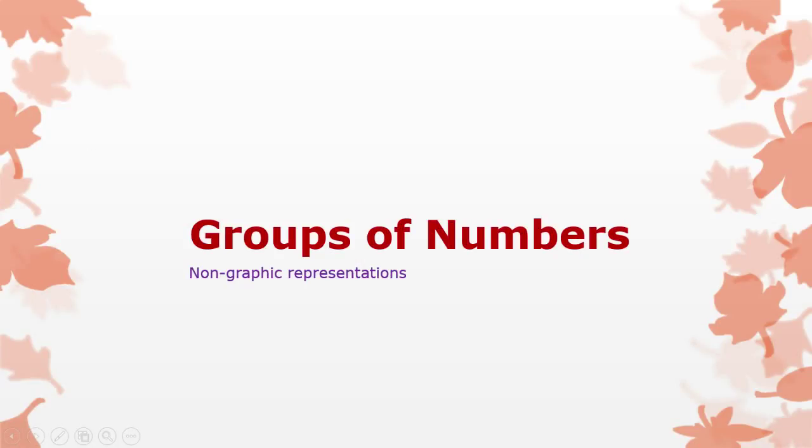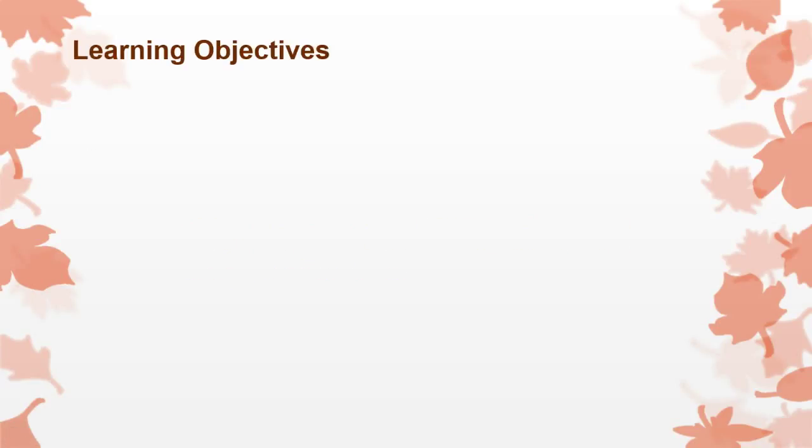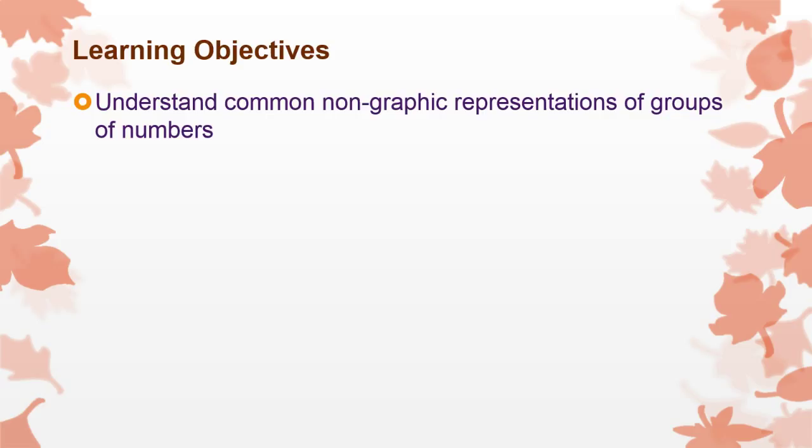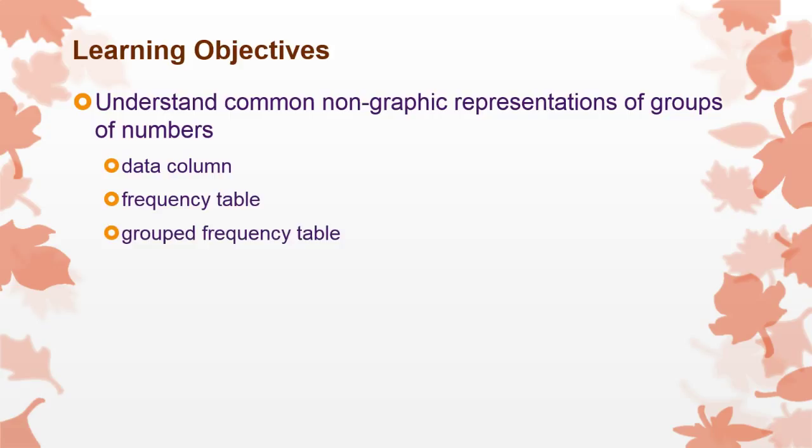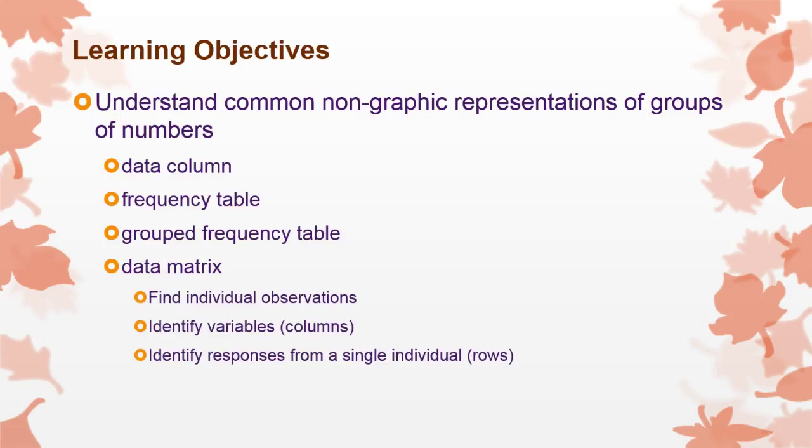Let's talk about groups of numbers and how we can represent them in non-visualized ways. Non-visual ways means not graphs, but rather tables and other ways of looking at things. The learning objectives are to learn how to do this kind of thing, including looking at data columns, which is easy, frequency tables, which is a little more complex, grouped frequency tables, slightly more complex, and then getting back to simple again, a data matrix, and you need to know how to do some basic things with a data matrix that we'll work on here.